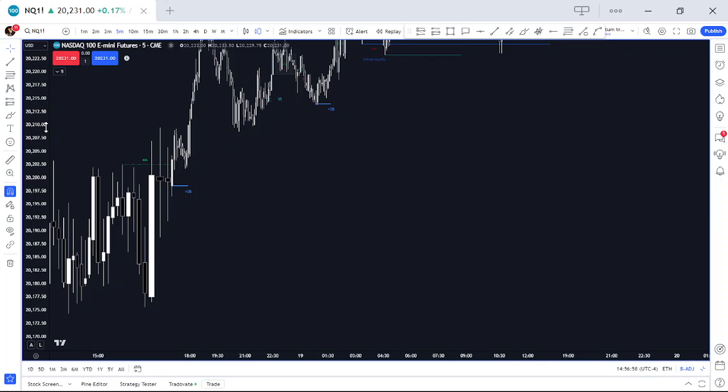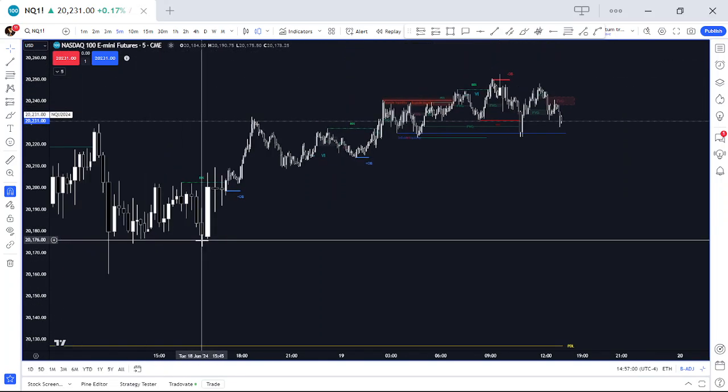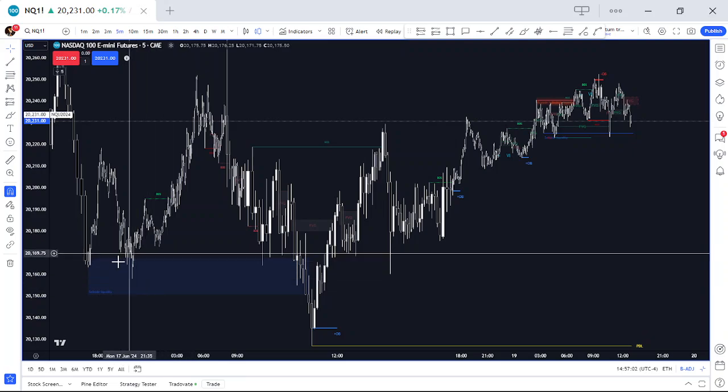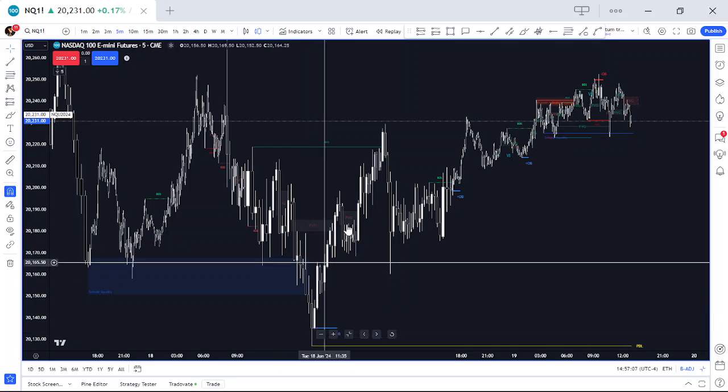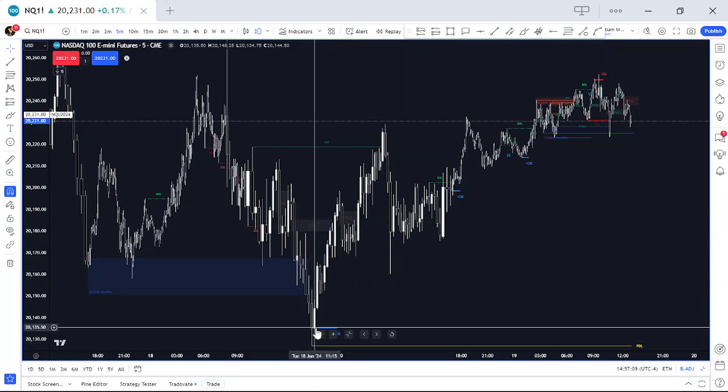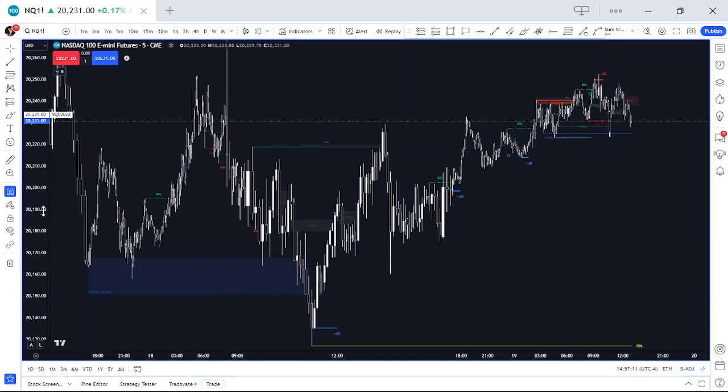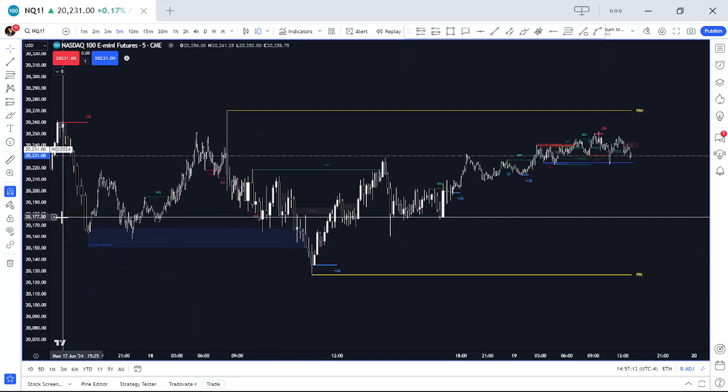So this indicator is going to show us a couple of different things. It's going to show us buy-side liquidity. Now this was buy-side liquidity and it got taken. Okay. You see what a liquidity move looks like, or a liquidity grab.